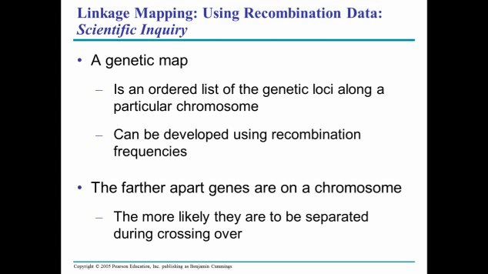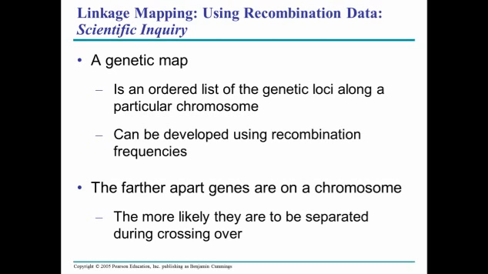All right, this is part 2 of chapter 15. So we just finished talking about linked genes and Thomas Hunt Morgan and fruit flies and so on. Once we have identified that genes are linked, meaning they're on the same chromosome, we can take the offspring data and use it to construct a genetic map, which is basically a list of the genetic loci on a particular chromosome.